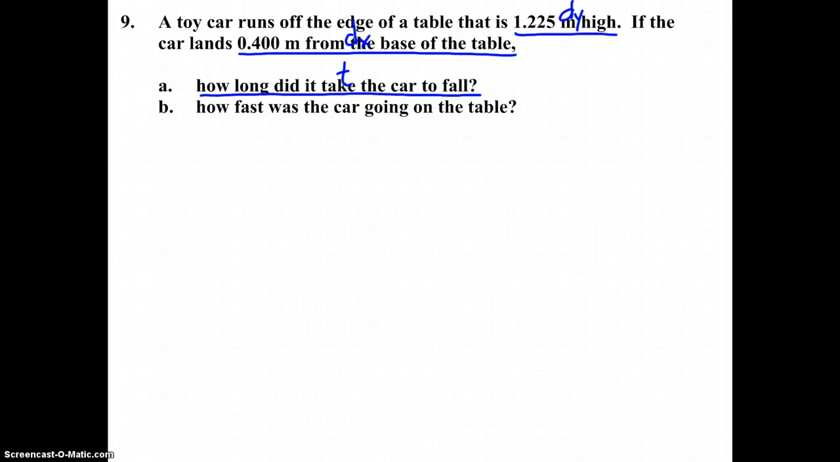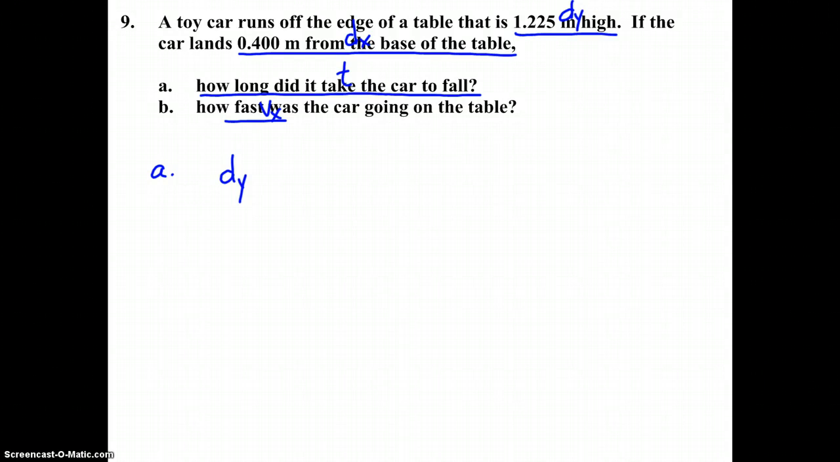And how fast was the car going on the table? And that, of course, would be its velocity. We also know that because it's a table, that velocity is horizontal, making this a horizontal projectile motion question. All right, once again, to start off with A, we're looking for the time it takes to fall. Usually, when we do a projectile motion problem, we'll find that from the vertical motion. And indeed, we see we have the vertical height of 1.225 meters, and that's really all we need to find the time.